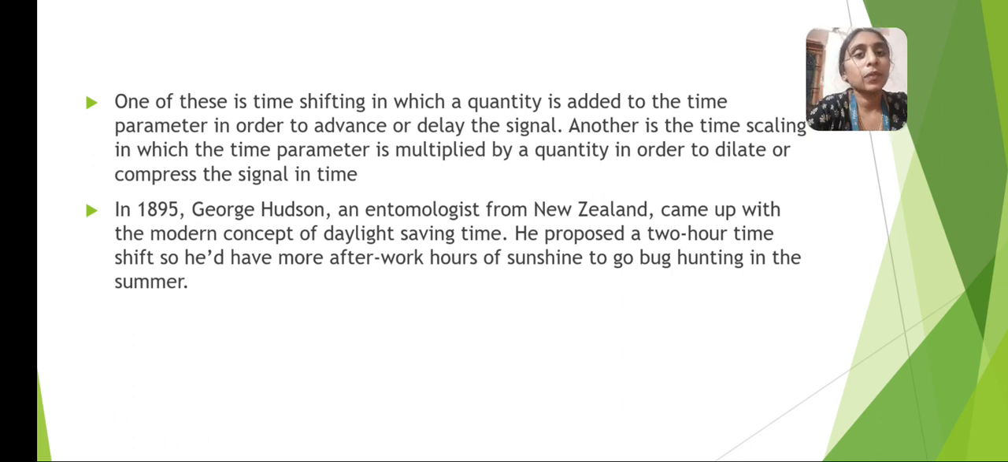In 1895, George Hudson, an entomologist from New Zealand, came up with the modern concept of daylight saving time. He proposed a 2 hour time shift, so he had more after-work hours of sunshine to go bug hunting in the summer.